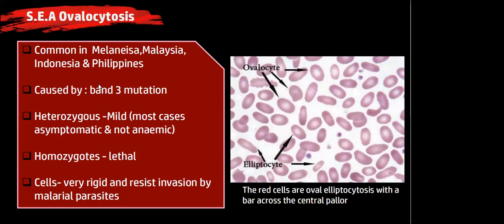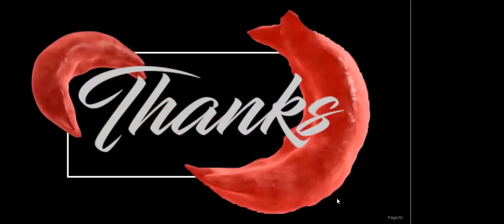In the heterozygous mutation, it is usually mild, and most cases are asymptomatic and not anemic, while in the homozygous mutation, it can be lethal. The cells are very rigid and resist invasion by the malarial parasites, as I mentioned earlier. And in the typical blood film, the red cells are oval erythrocytes with a bar across the central film. Okay, that's all from me.